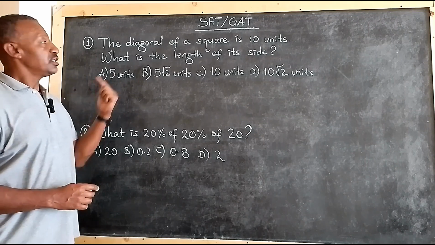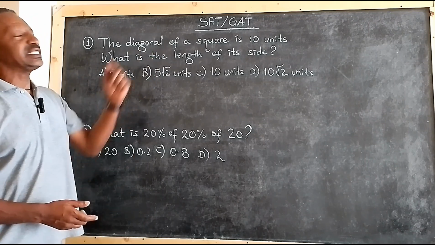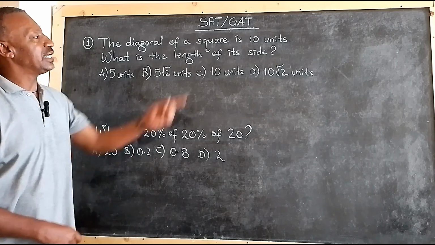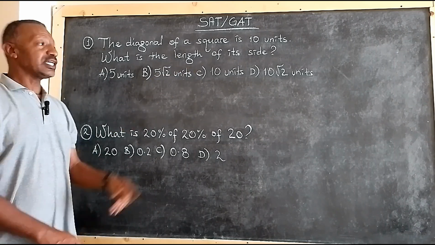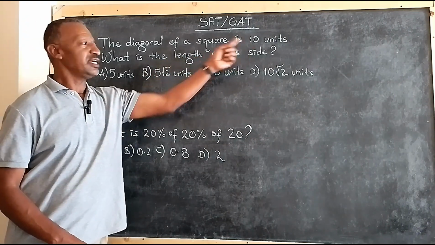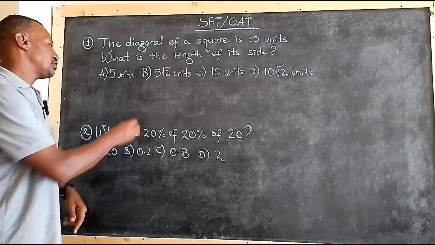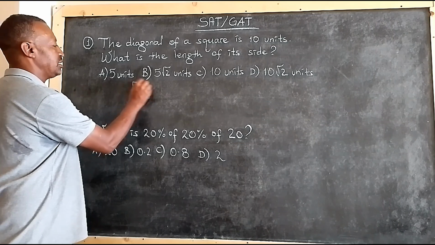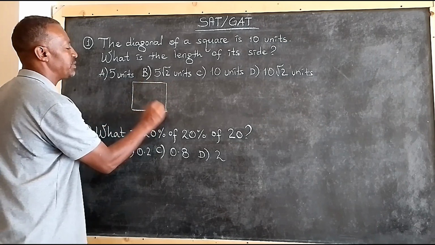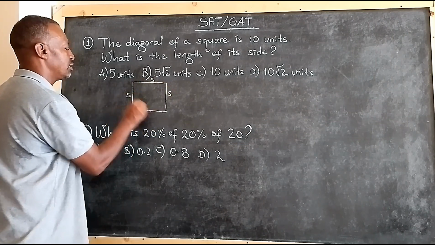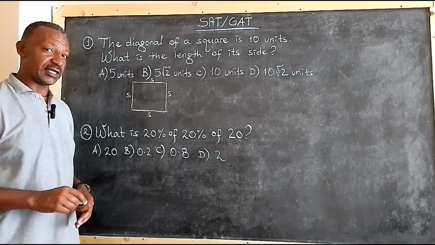Let's try together. A diagonal of a square is 10 units. What is the length of its side? Now the given number, as you can see here, is 10. 10 is the square's diagonal. Let's just figure it out like this. This is a square. A square means all sides are equal. All 4 sides are equal.